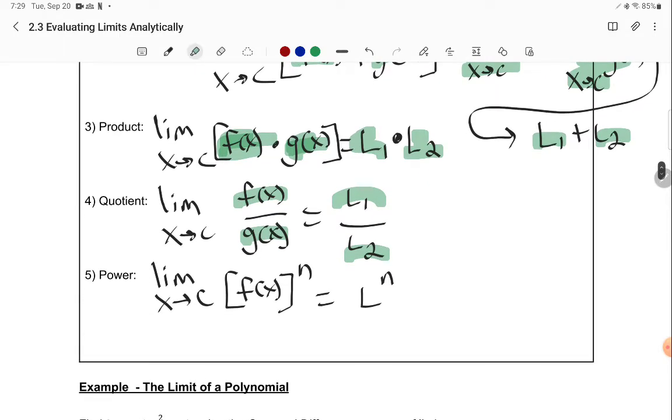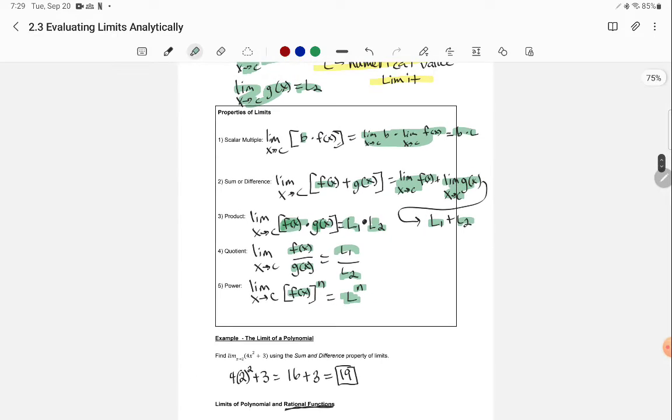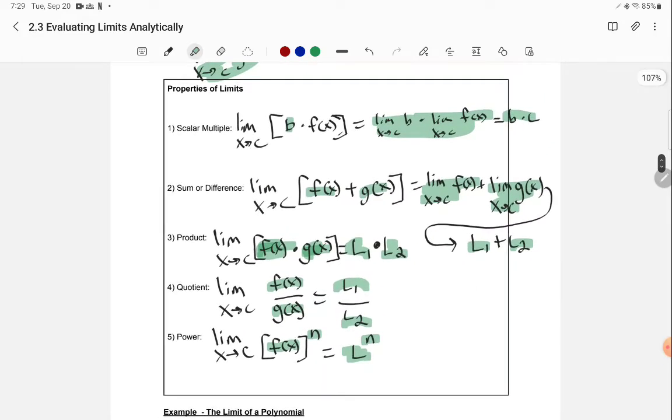And the power. So now this is where you have a function to the power of n. That's just whatever the limit of that function is, or the y value of that function is, to the power of n. All right, so make sure you jot these down. I know there's a lot here, but go ahead and pause it if you need to, and jot these down before you move on.